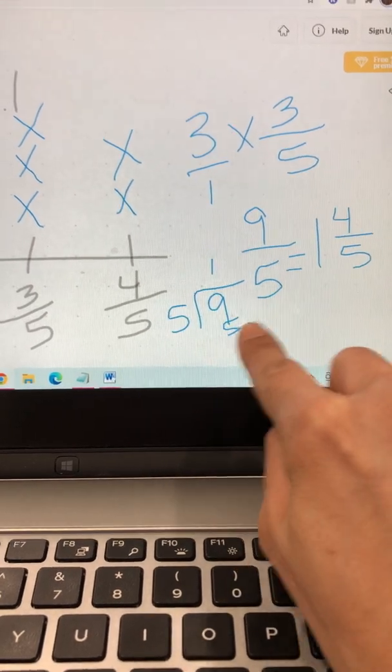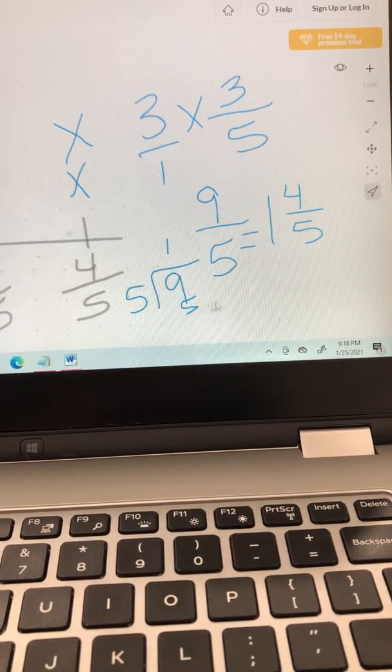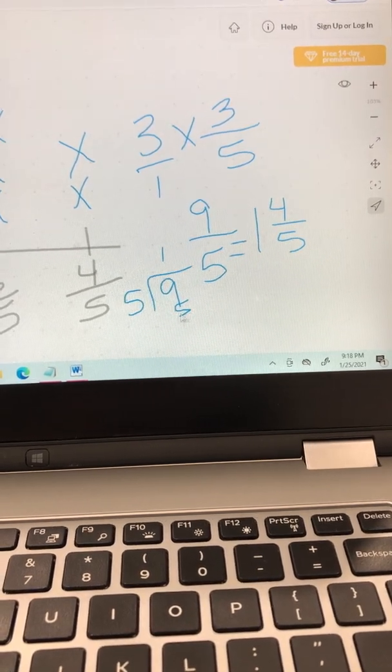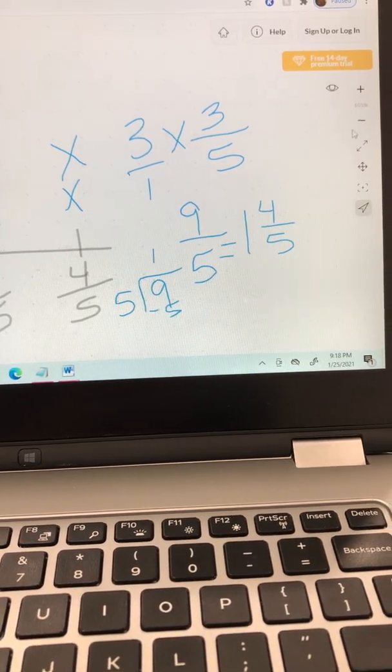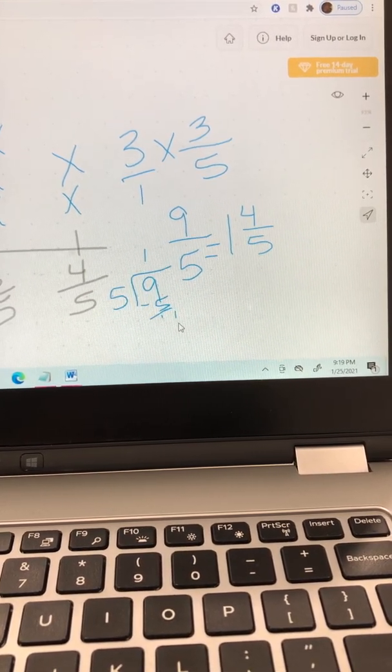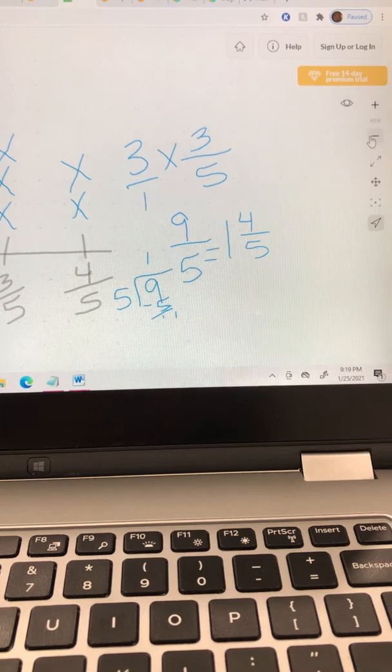Oh, it doesn't let me write anymore. Let me see with the mouse. Nope. Why does it do that? That's horrible.